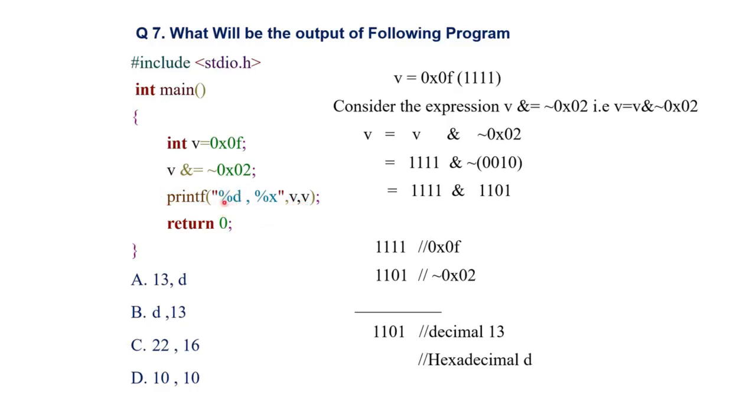Firstly v will be displayed in decimal format, that is 13 will be displayed, after that a comma will be displayed, and then the value of v in hexadecimal format will be displayed, which is d. So the output of this program will be 13 comma d, which is equal to option E. Hence the correct answer is option E.